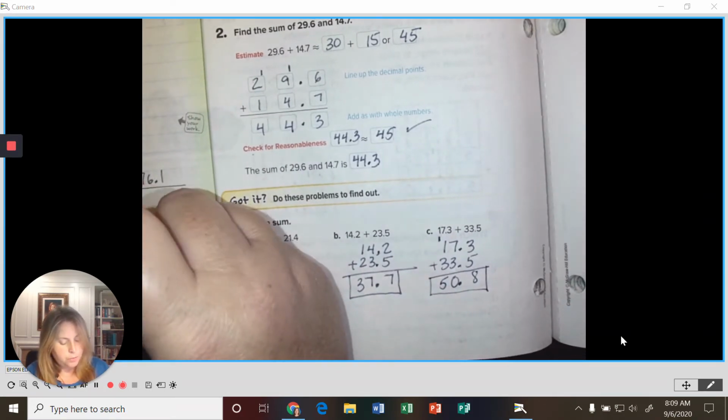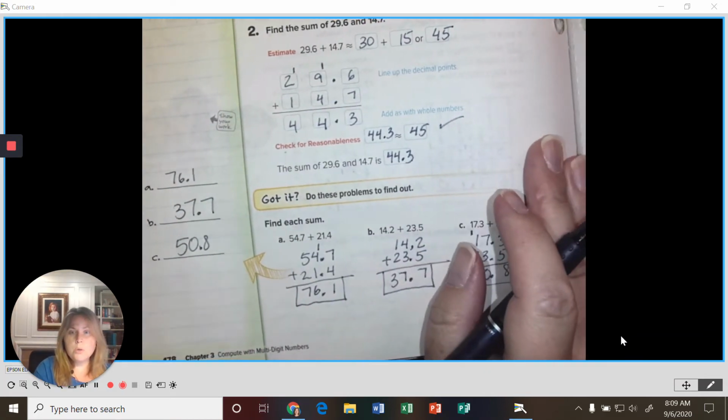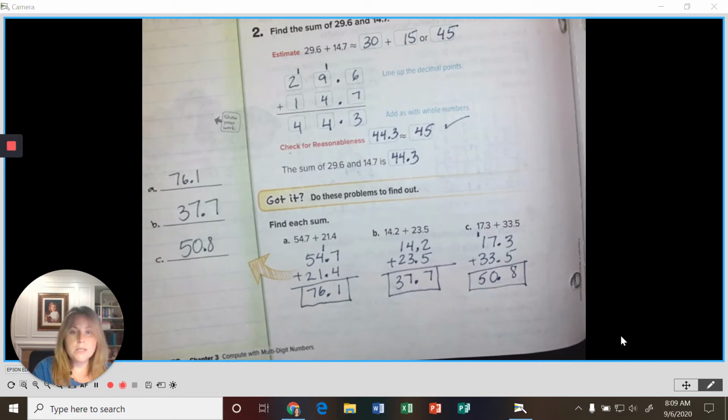Letter B was 37.7. All right. So then we're going to go ahead and move on to subtracting decimals on page 179.